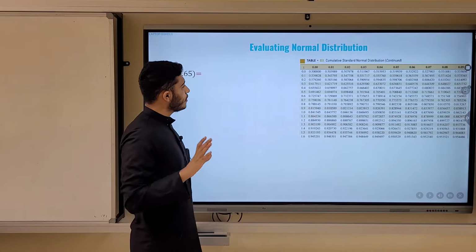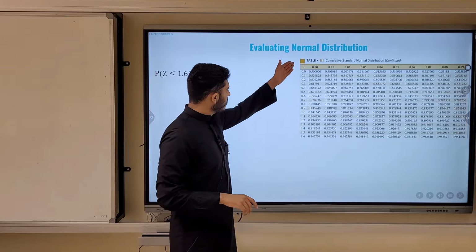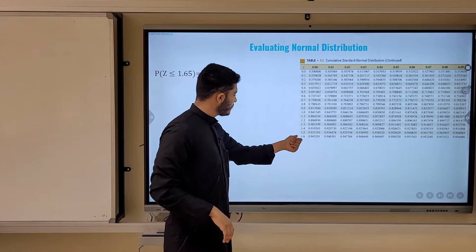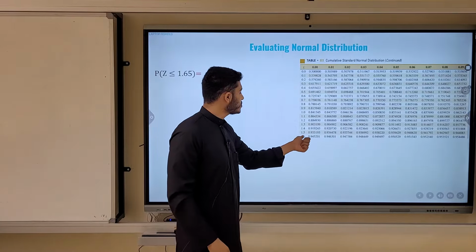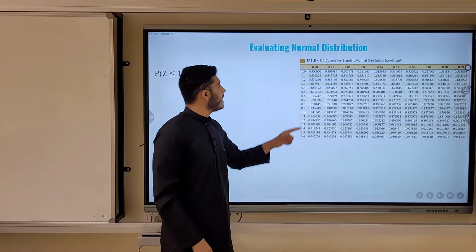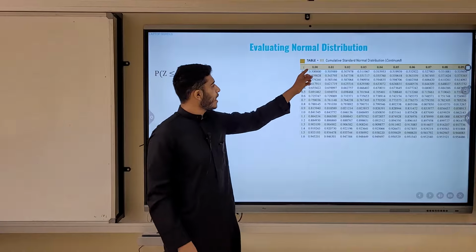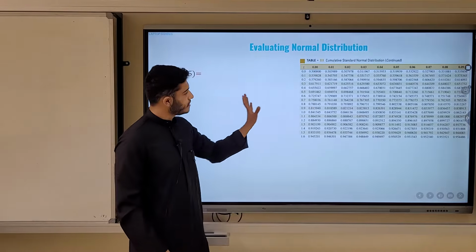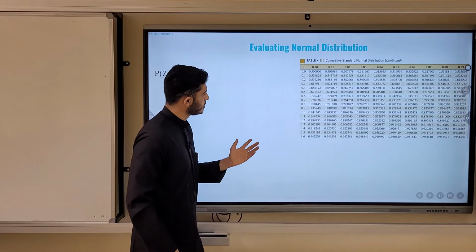Okay. So the table here has the values of z in the first column and in the first row. In the first column you have the first digit and the first digit after the decimal. And in the first row, you have the second digit after the decimal. You have to learn how to read this table and to get the values from it.